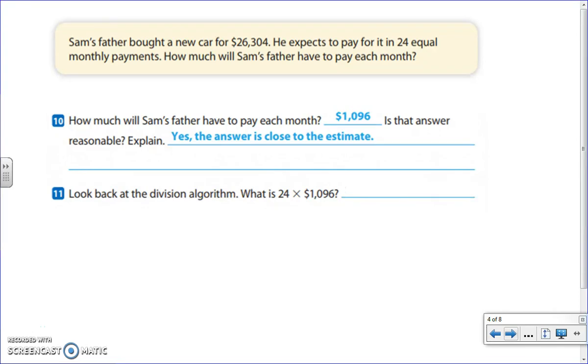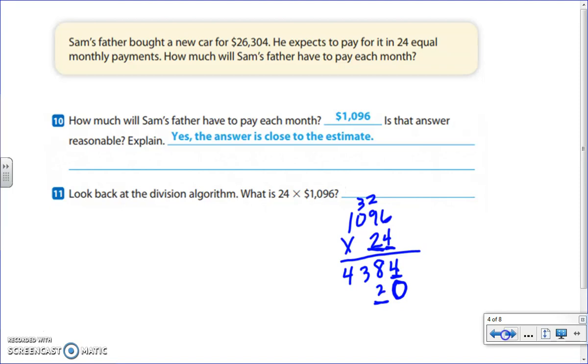Look back at the division algorithm. What is 24 times 1,096? Well, let's just figure that out. A little review of our multiplication algorithm. 24, 36 plus 2 is 38, 3, 4. Now we're moving over 1, so that was the ones digit, so we started at the ones. Now we're talking about tens. So I need to start my numbers in the tens spot.